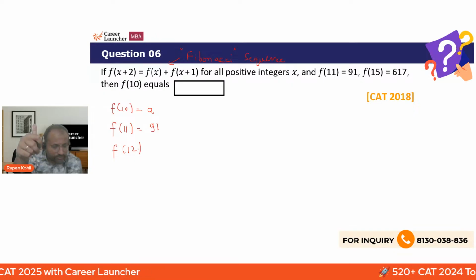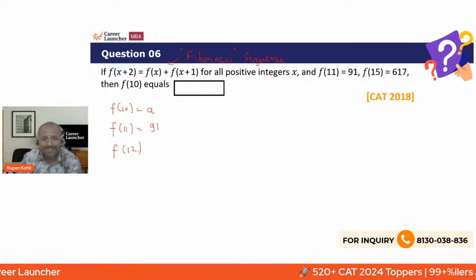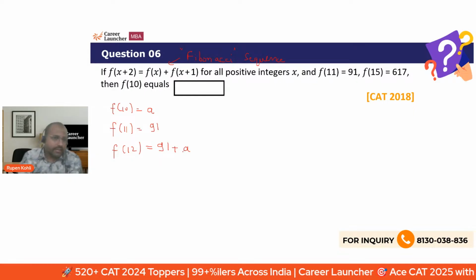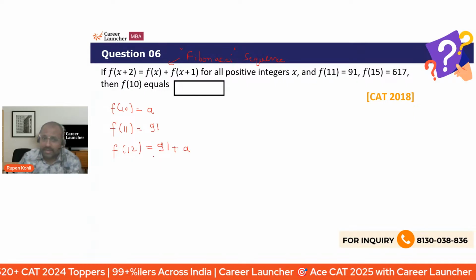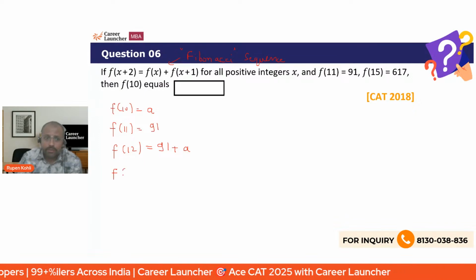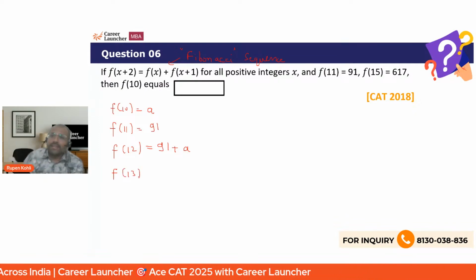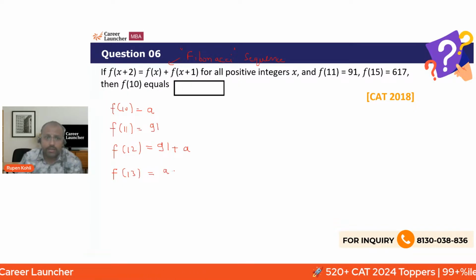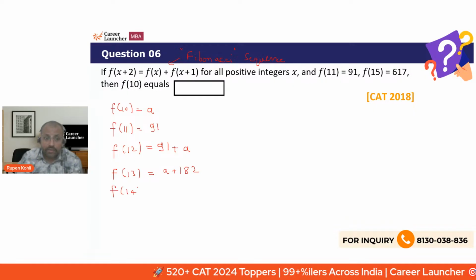Okay, Sadin has got this. Yes, correct, Sadin. Very good. So what will be f of 12? 91 plus a, right? We have to come to f15 and then make use of that. So f of 13 is f12 plus f11, so a plus 182. We have to take two more steps.